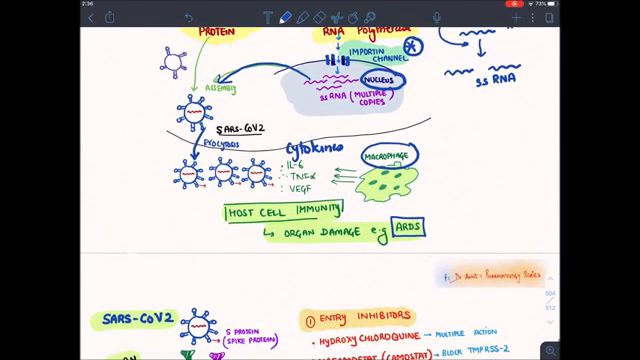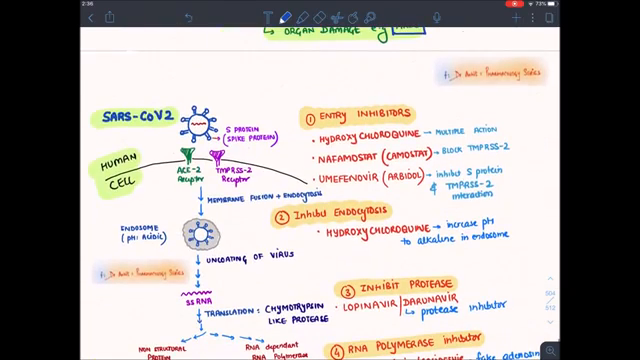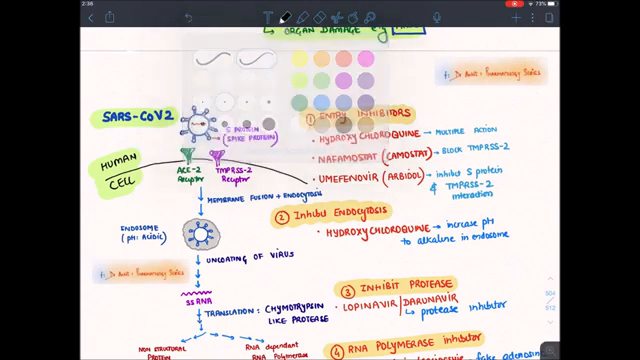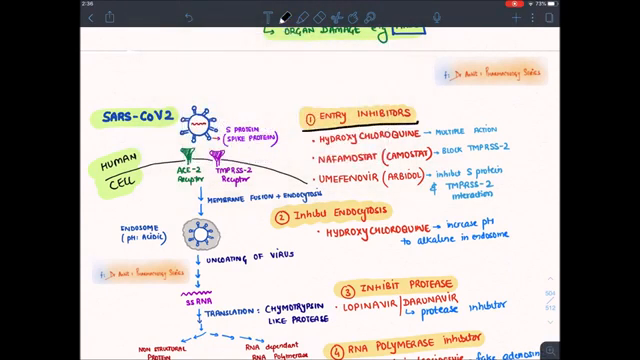So let's make this diagram again. If you remember, the first part is the entry of virus. So let's inhibit this entry of virus. Okay. So the first drugs, we have to remember 3 drugs in this: hydroxychloroquine, nefamostat, and umifenovir. Nefamostat is also known as Camostat, and umifenovir's brand name is Arbidol.